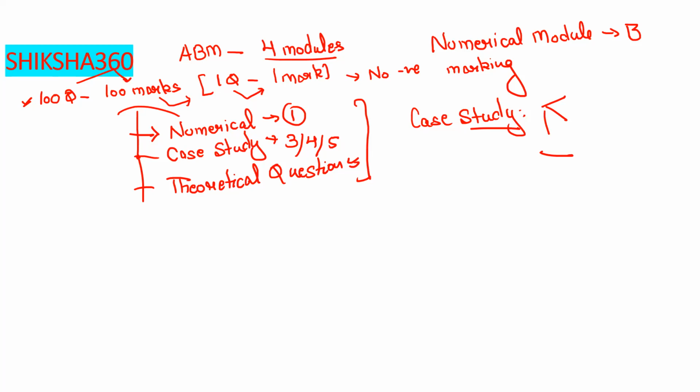So now let's discuss how we can cover each module and what the main strategy is to cover them. This is the overview: there are 4 modules and 100 questions, 100 marks, 1 question 1 mark, and no negative marking. They will ask numerical and case study questions; case studies can be both numerical or theoretical. Next, they will ask theoretical topics. So now let's start our discussion.